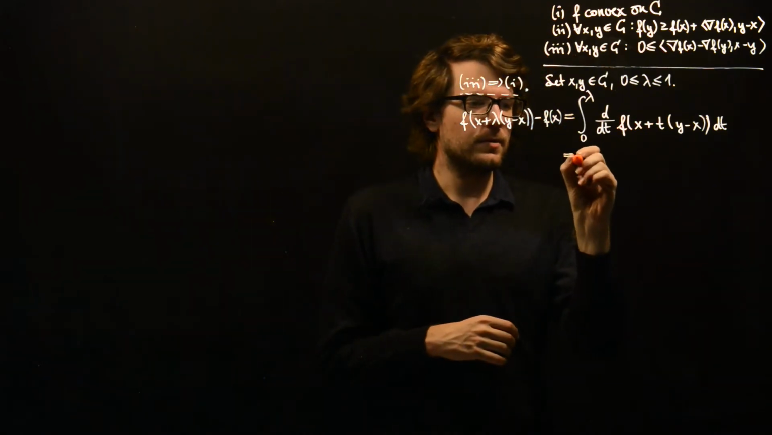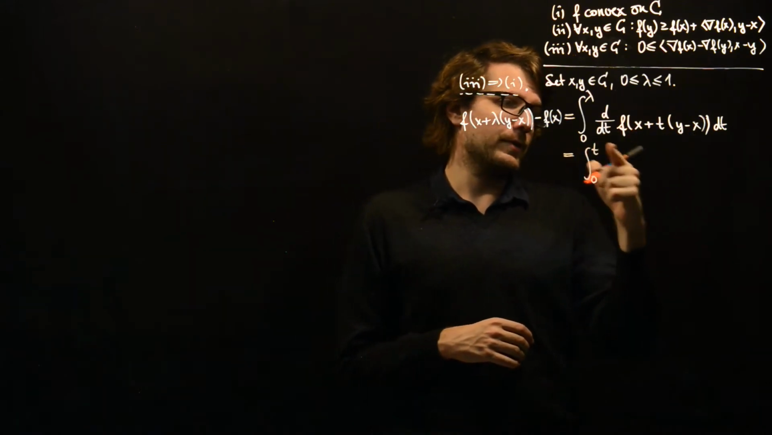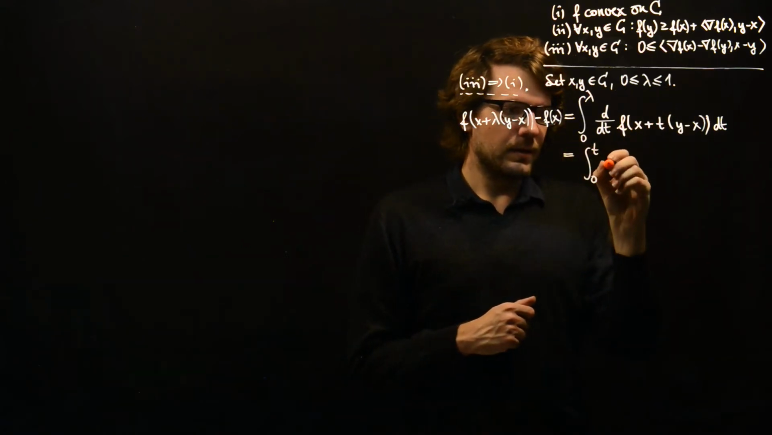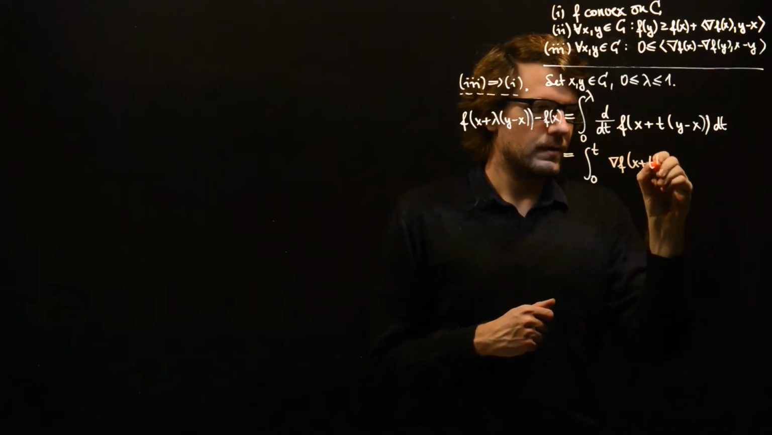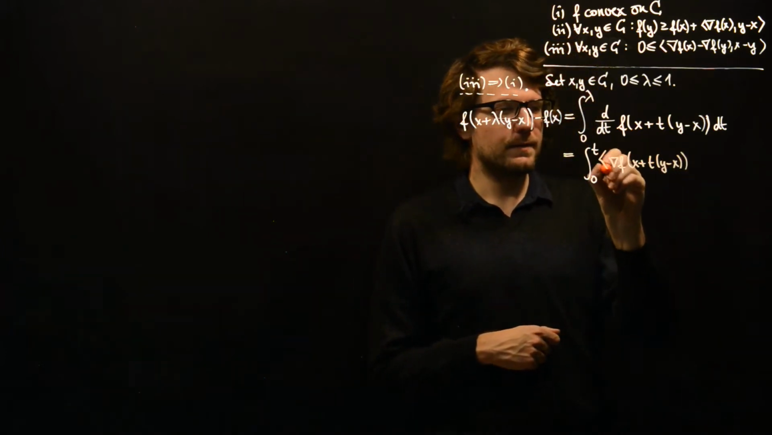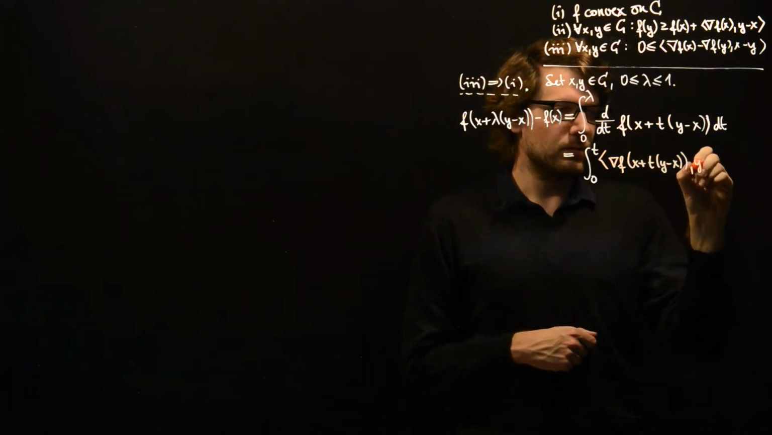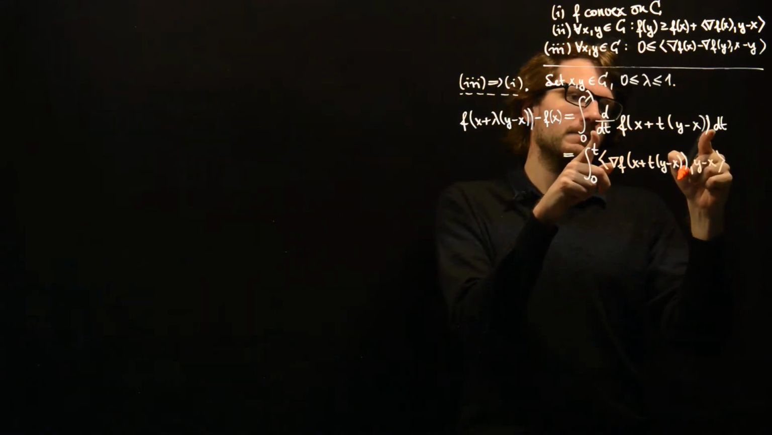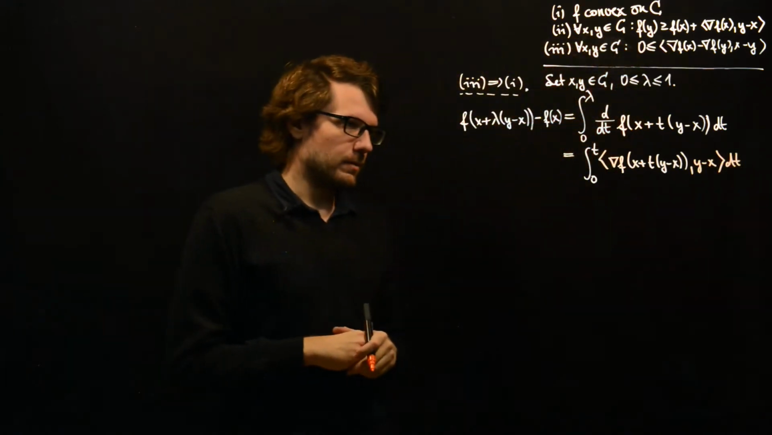Okay, so now we know the chain rule, so we can actually write this derivative here in a different way. Namely, we can take the gradient of f at this point and take this in the inner product with the inner derivative here with respect to t. So this is y minus x. And this is this d by dt of f of something.